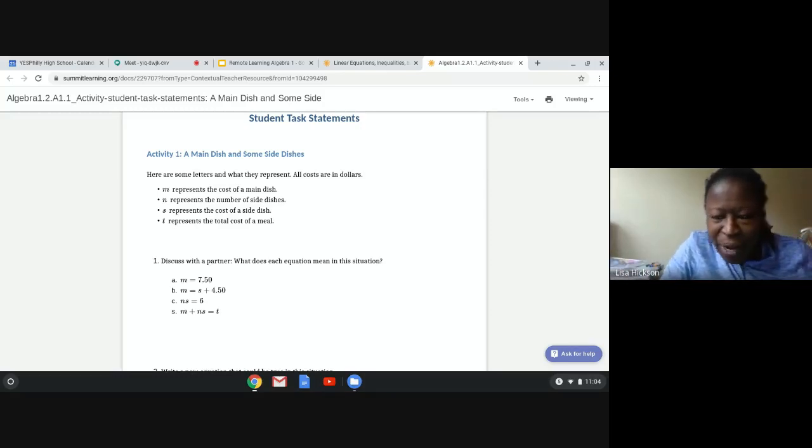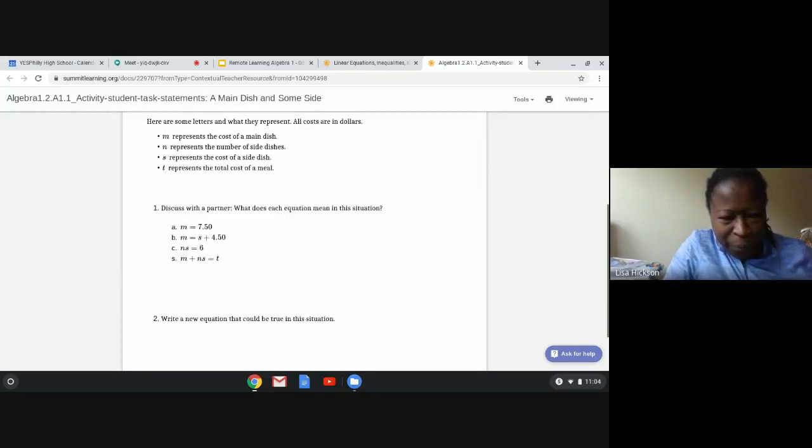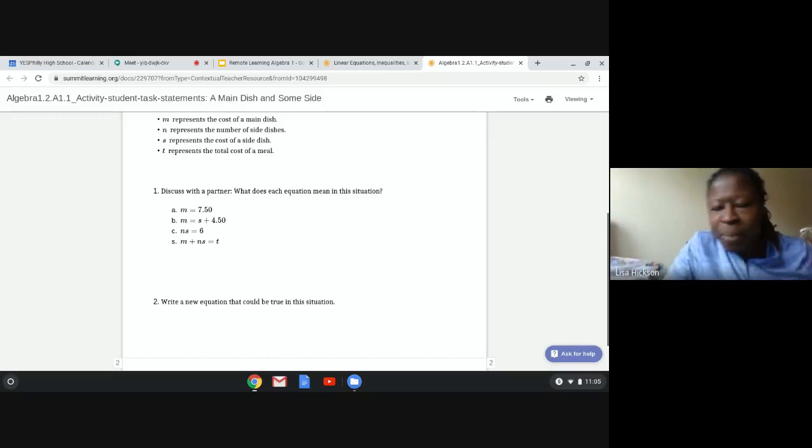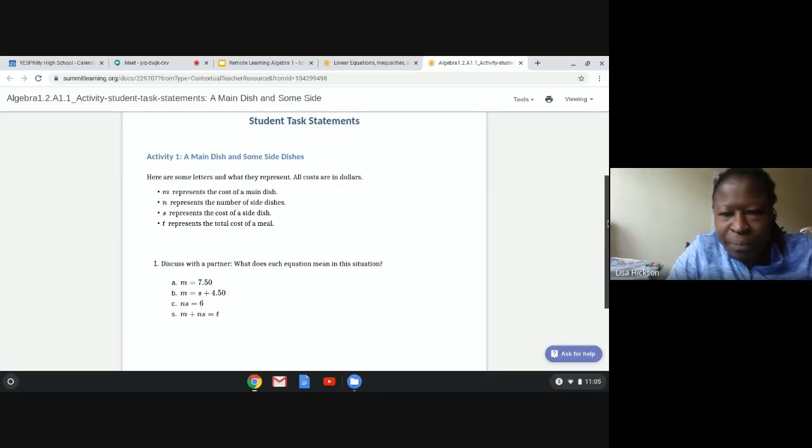Okay, so now here we go with number 2. Using the information they gave us and what we just discussed from number 1, write a new equation. Everybody click the chat and everybody send me one.